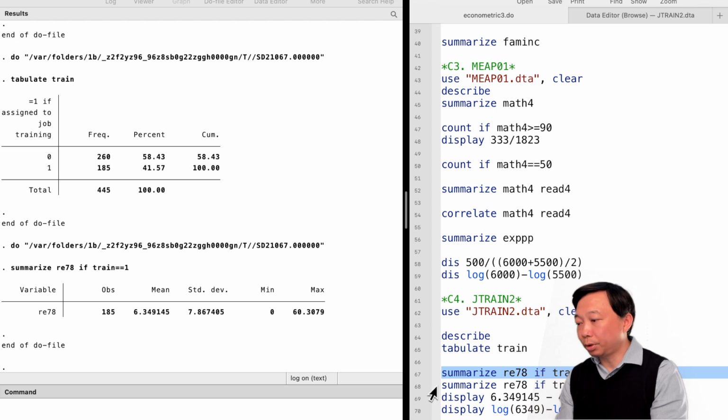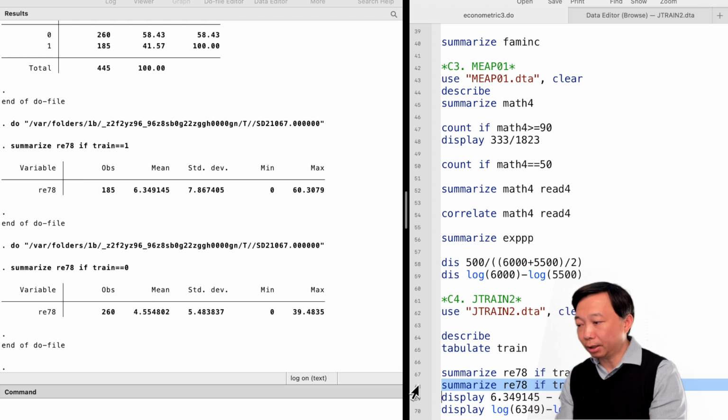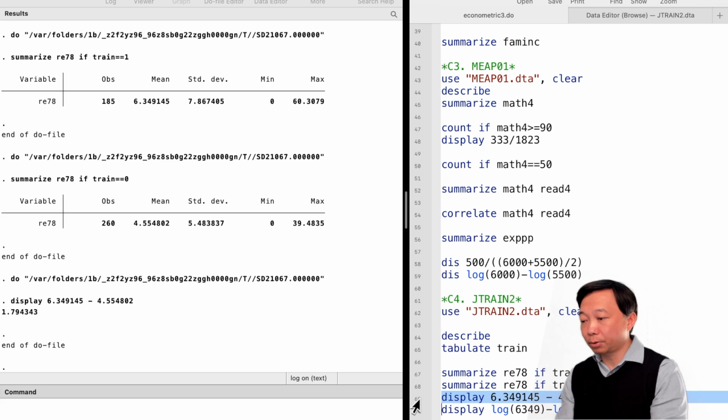For the workers receiving job training, their average earnings are $6,349. For the workers without job training, their average earnings are $4,555. The difference is $1,794. It is economically large.